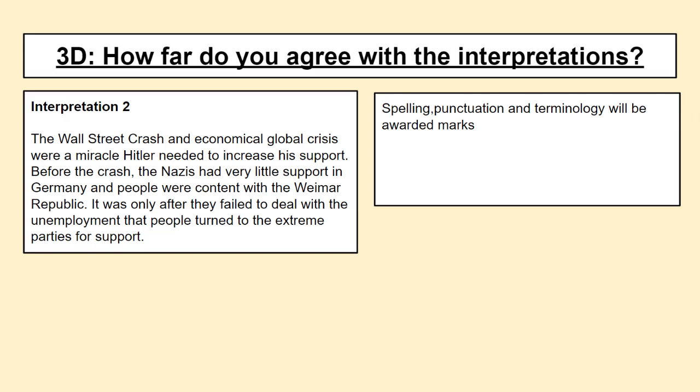Now, we're using the same interpretations we used in 3B and 3C. Of course, you've not forgotten them. We're going to use the same ones here again. So before we begin, just to let you know that spelling, punctuation and terminology, using those correct historical words, will be awarded marks. You can get up to 4 marks here.